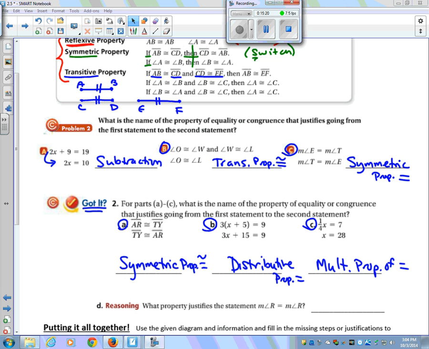Okay, so hopefully you can check your answers here. B was the transitive property of congruence. Remember, you want to distinguish between whether it's a property of congruence or equality. C was the symmetric property of equality. Under the got it, A was the symmetric property of congruence. B was the distributive property of equality. And C was the multiplication property of equality.